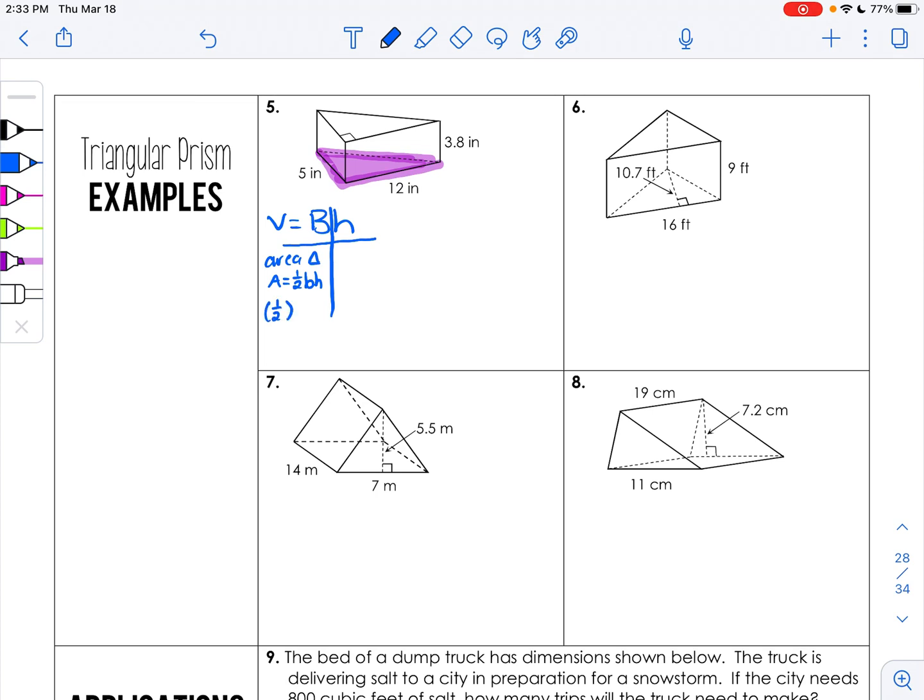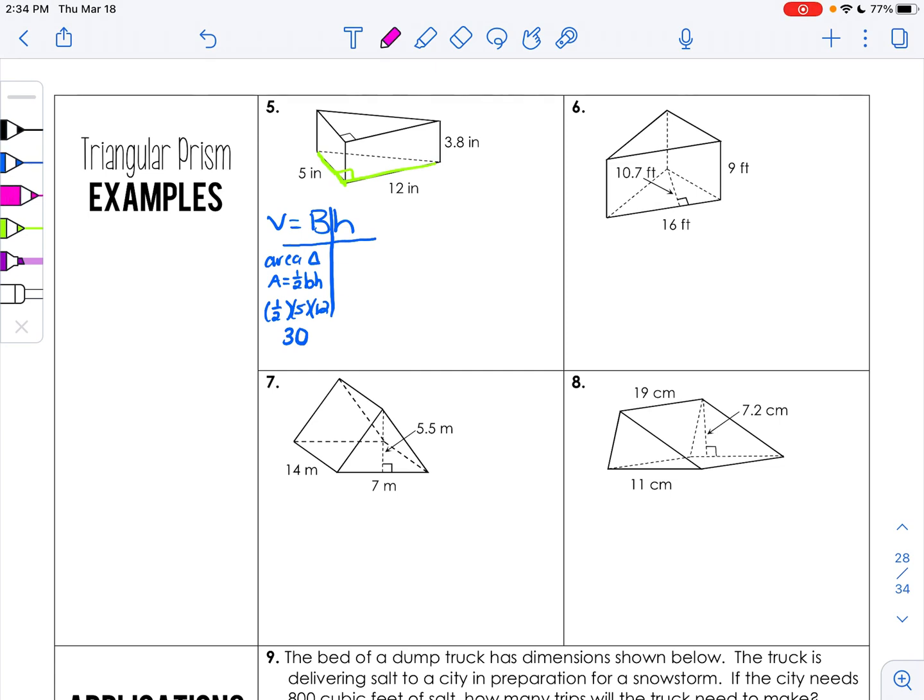So that would be 1/2 times, so remember your base and height of your triangle form your right angle. So the base and the height are 5 and 12, because they come together here to form this right angle. So then when I multiply that, I know 5 times 12 is 60, and 60 times 1/2 is 30.